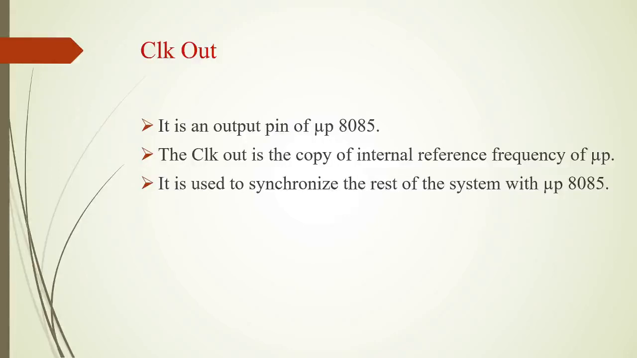Now what do you understand by the term peripheral? Peripherals means IO devices, RAM memory, ROM memory. So if you want to operate your entire system on the same frequency, then you have to synchronize your peripherals with the 8085. So clock out is the pin always used to synchronize the rest of the system with the 8085, because the 8085 has a higher frequency and other devices have a lower frequency.